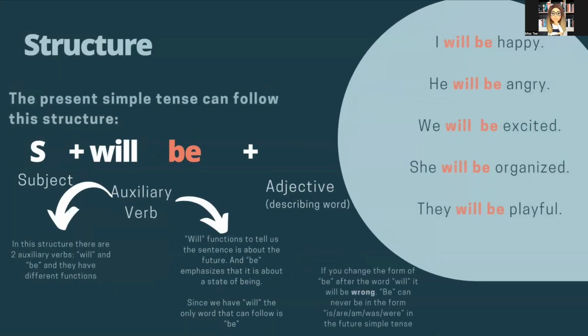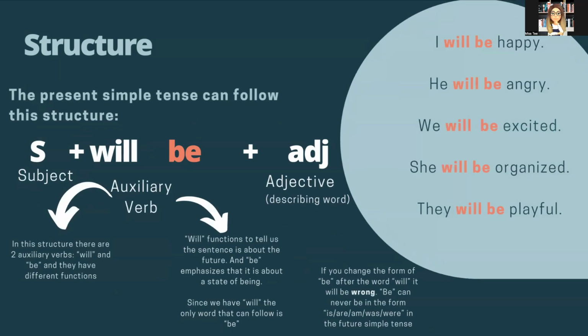So here is another structure that we use when we are talking about the simple future. So this should not say present simple. It's an error. Future simple is what we're talking about. There we go. Future simple tense can follow this structure here.